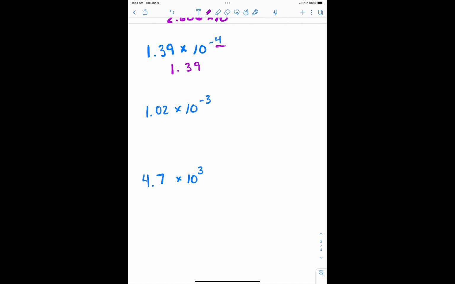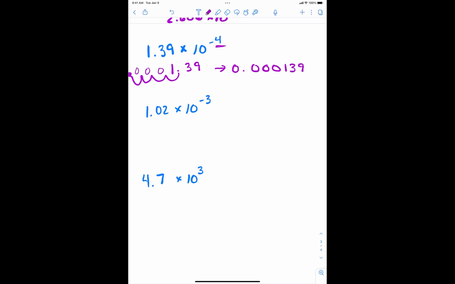That's going to tell us that this number is very small, meaning it's less than 1. So when I move my decimal place, I know I'm going to need to move it to the left to make a small number, and I'm going to move it 4 places because of that 4. And so I go 1, 2, 3, 4. That's where my new decimal point goes, and I know I need to fill in those spaces with zeros. And so this is going to be 0.000139.